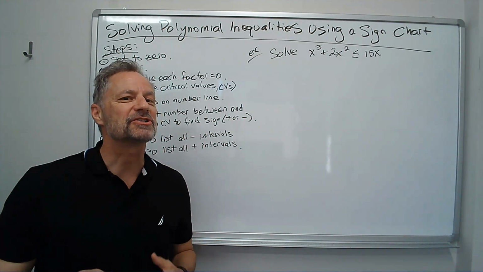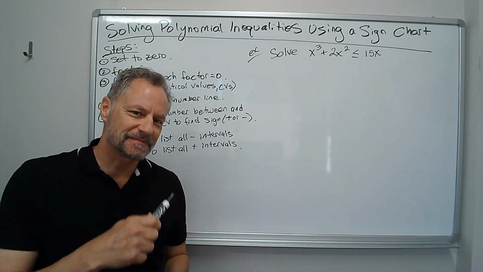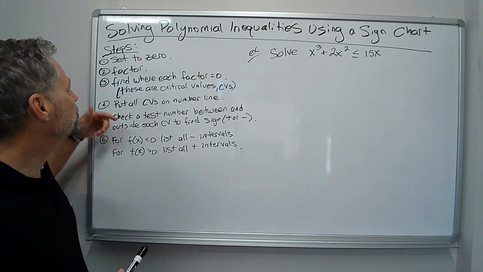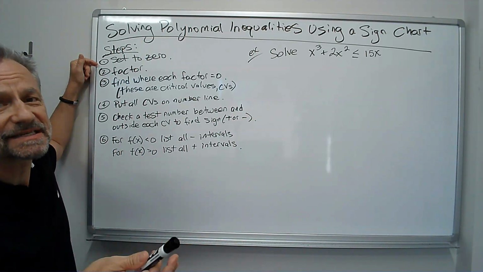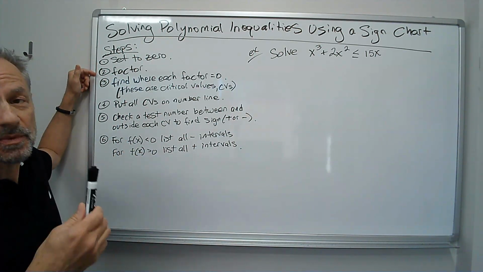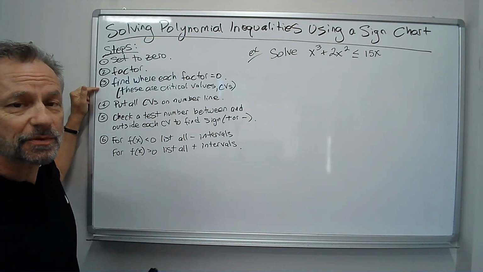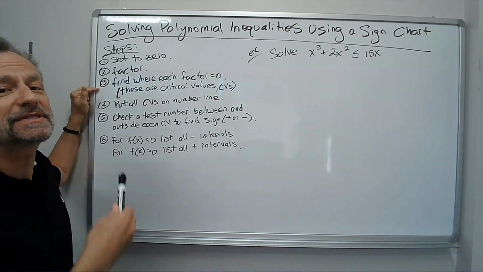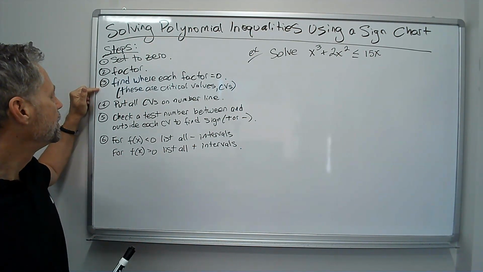We're looking at how to solve a polynomial inequality using a sign chart. Follow me. All right, so here are the steps we're going to go through. First, we need to set it to 0. If the polynomial is not set to 0, we need to set it to 0. Then we're going to factor it out, and then we're going to find where each factor equals 0. These are called the critical values. This is a key step, and we use this same idea in calculus. If you go there, you'll use it there as well.